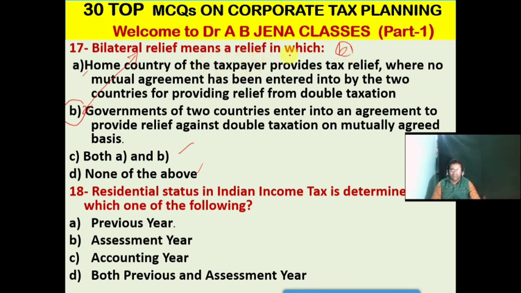Bilateral relief means a relief in which the governments of two countries enter into an agreement to provide relief against the double taxation on mutually agreed basis. So B is the right option for this MCQ.